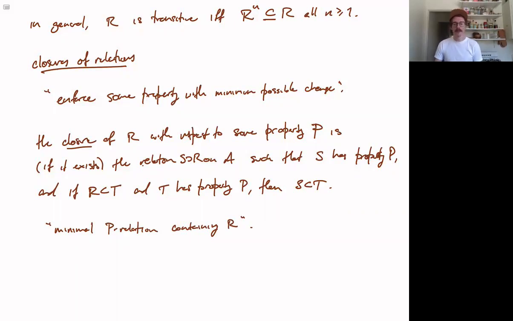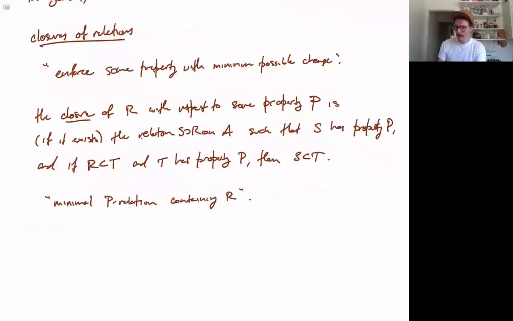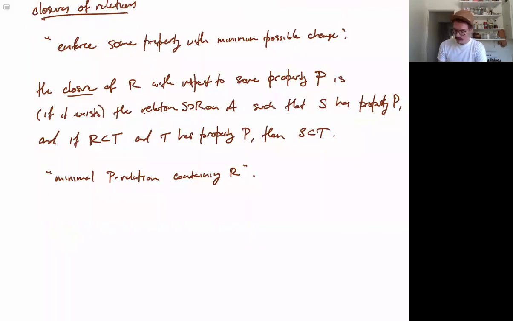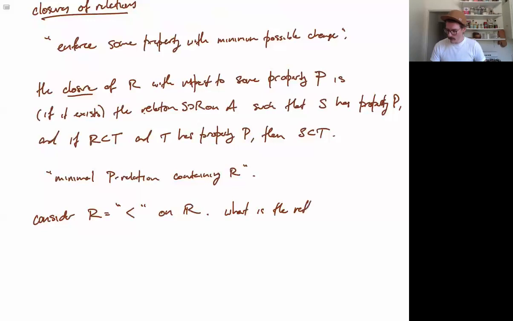So let's see some examples. Let's apply this to some of the important properties we looked at before. So consider R to be the relation given by less than, let's say, on the real numbers. So we saw that R is not reflexive because a number is not less than itself. So what is the reflexive closure of R?